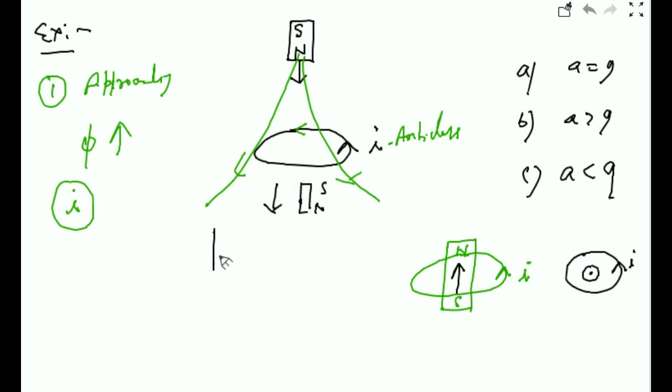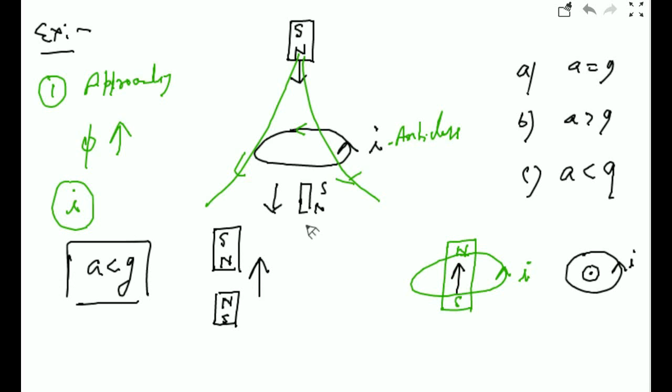So now suppose the magnet was coming, this is the north pole and south. After induction, the coil behaves like a bar magnet, and this side will be north and this side will be south. So you can see north facing north, repulsion will happen, and the acceleration here will be less than G.